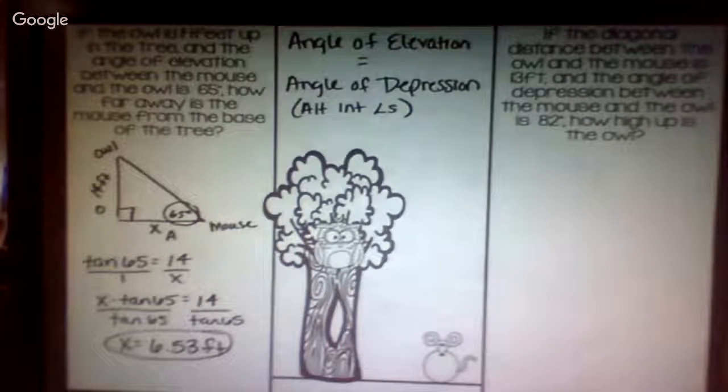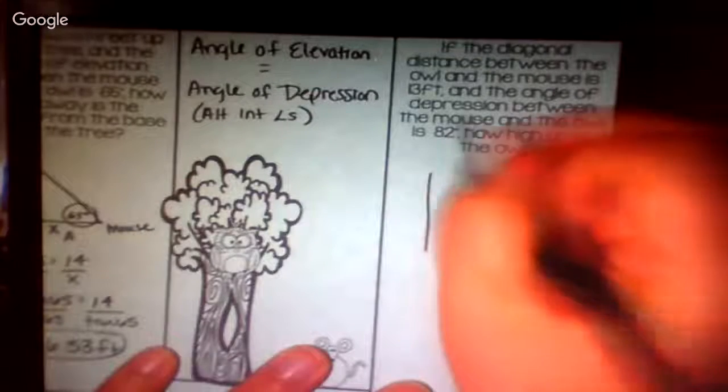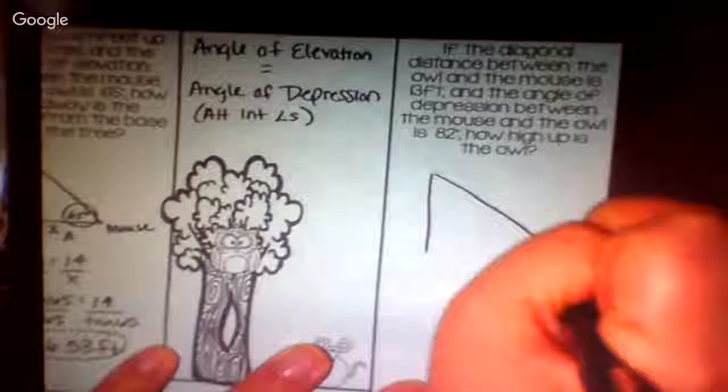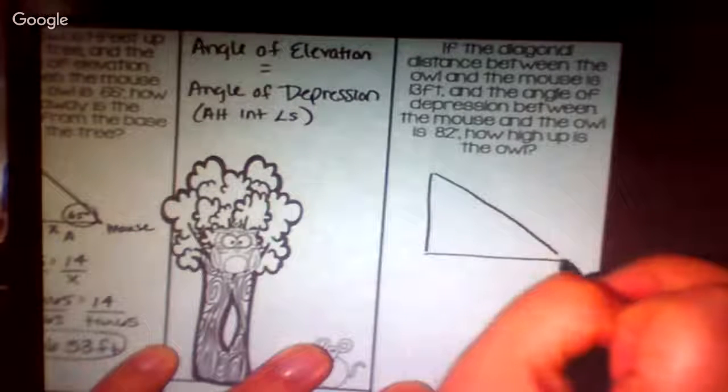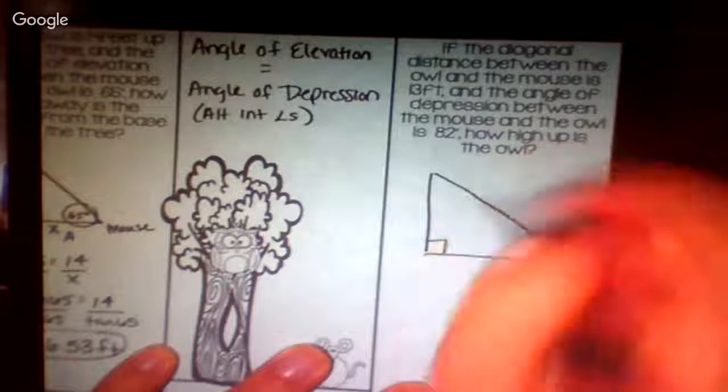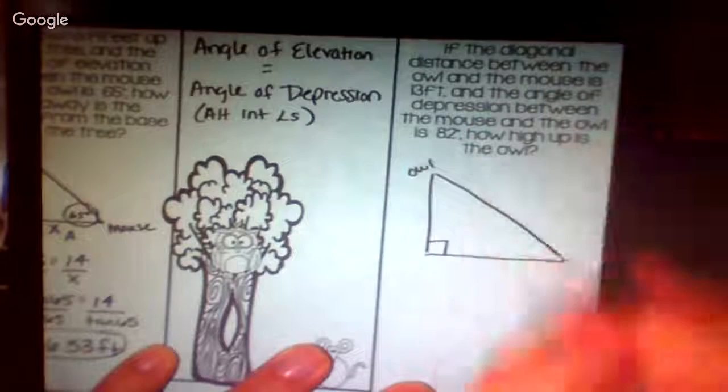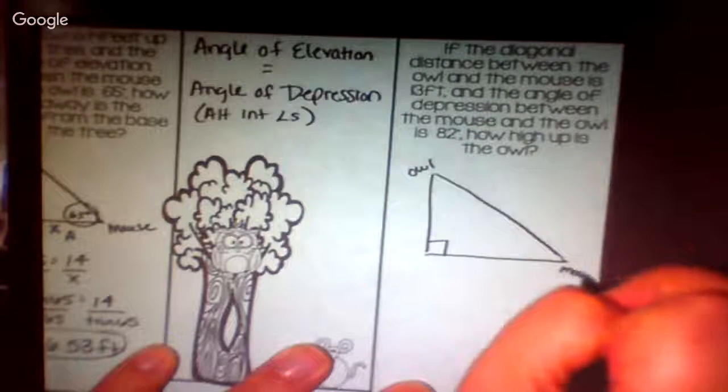All right, I'm going to draw another right triangle on the other side. Again, that represents my picture. And we'll have to label sides according to what they tell us. So here's my owl up in the tree again and my mouse on the ground.